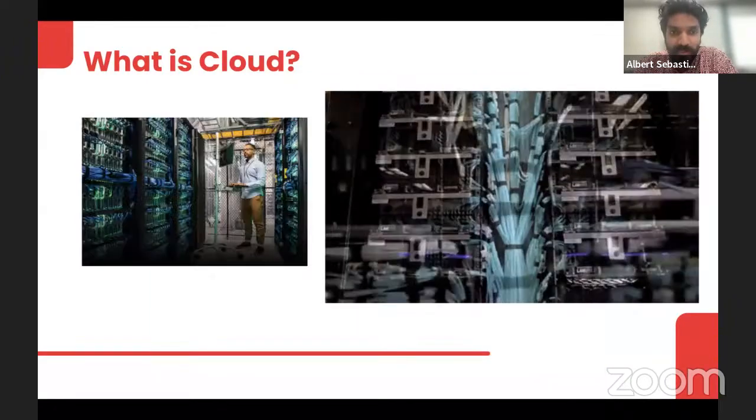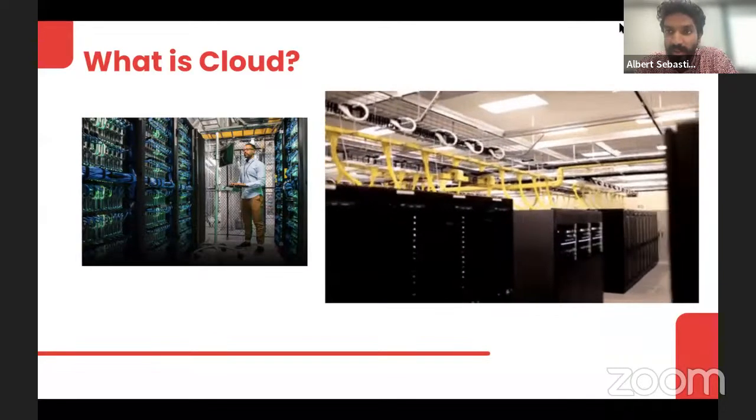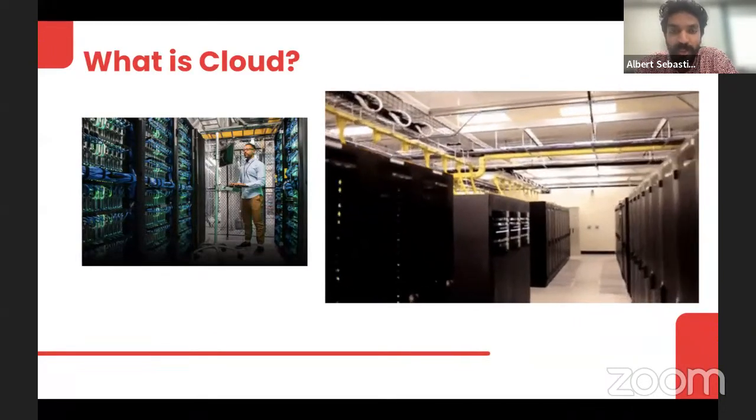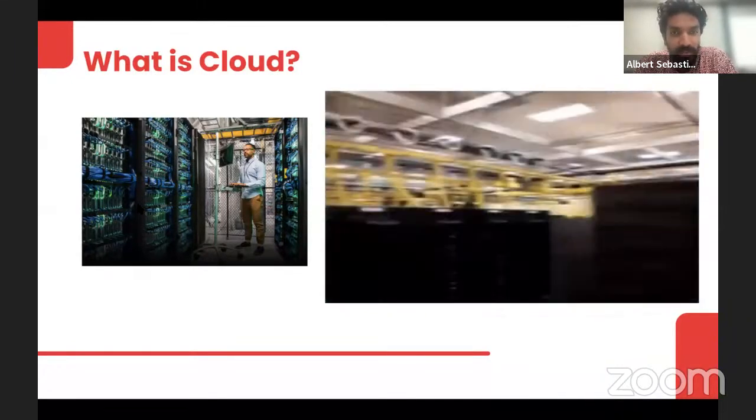And this is how a server room might look, whether it could be AWS or GCP, which is Google Cloud Platform. AWS is Amazon Web Services, by the way.